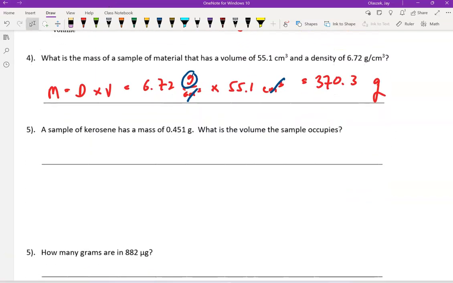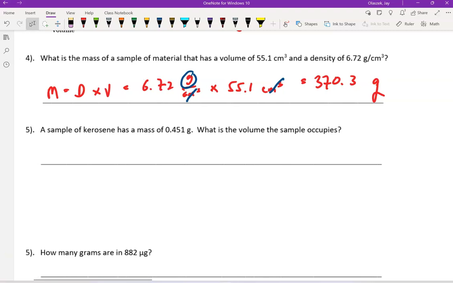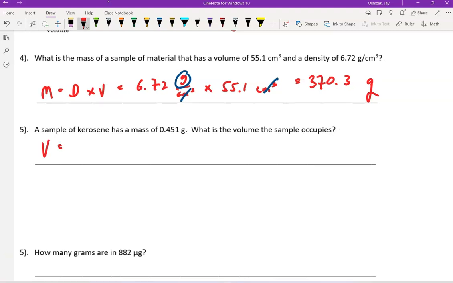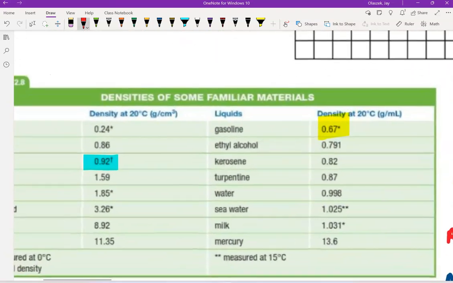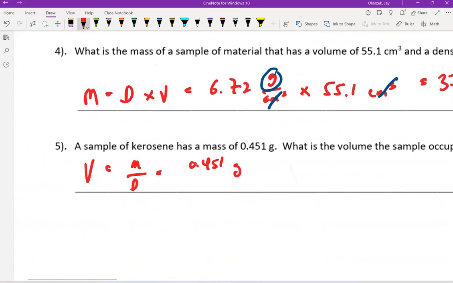Okay, here we go. Number 5, it says a sample of kerosene has a mass of 0.451 grams and is asking for the volume. We're going to use this to give us the volume because it tells us that volume is equal to mass over density. Our mass is 0.451 grams. Where are we going to get the density to find the volume? Of course the density, we can find it right here. Kerosene has a density of 0.82 grams per cubic centimeter. So we're going to plug that right in here.